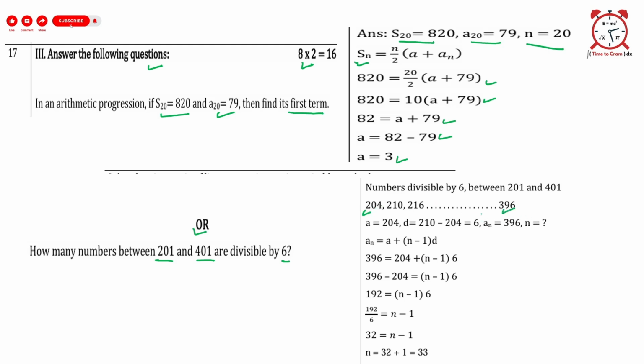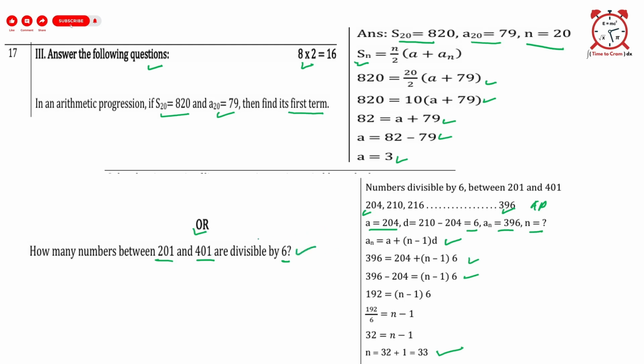In that way we have to make the AP here. Now in this AP, these are the terminology: a equal to 204, difference equal to 6, last term is 396, n equal to we have to find. We will keep the formula here, we will keep all the values here one by one, and very systematically we will solve the equation, then we will get the value of n equal to 33. Means in this arithmetic progression 33 terms are divisible by 6.